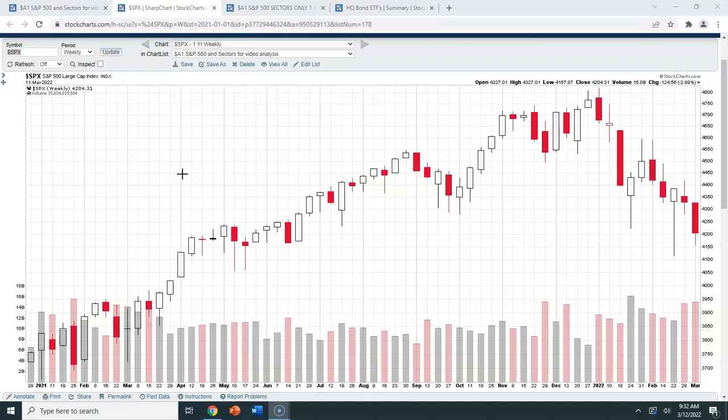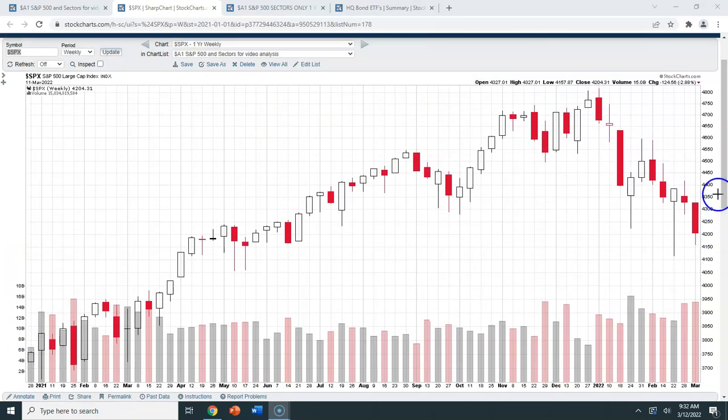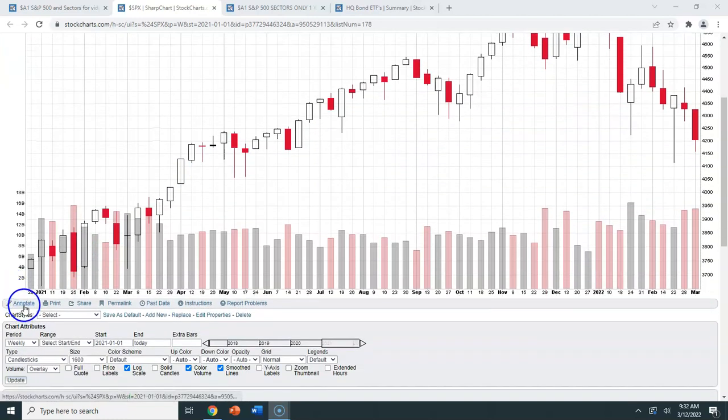We will be working off of a weekly candlestick chart of the S&P 500, and this chart starts in 2021 and, of course, runs through Friday, March 11th. So let's start off with the weekly performance. For the week, in the upper right-hand corner where my cursor is circling, we can see that the S&P 500 was down 2.88% this week, and we closed at 4204.31.